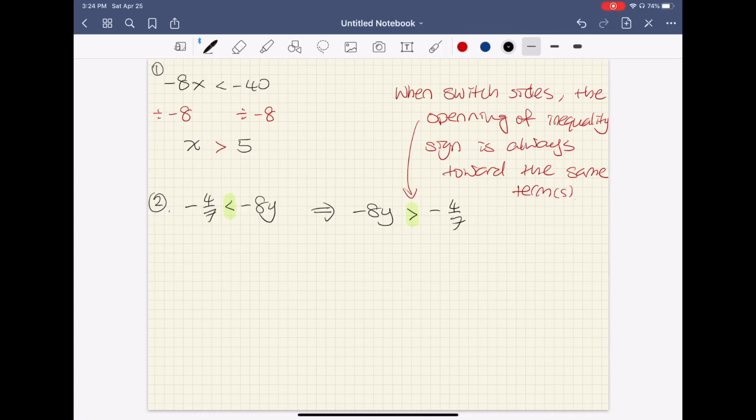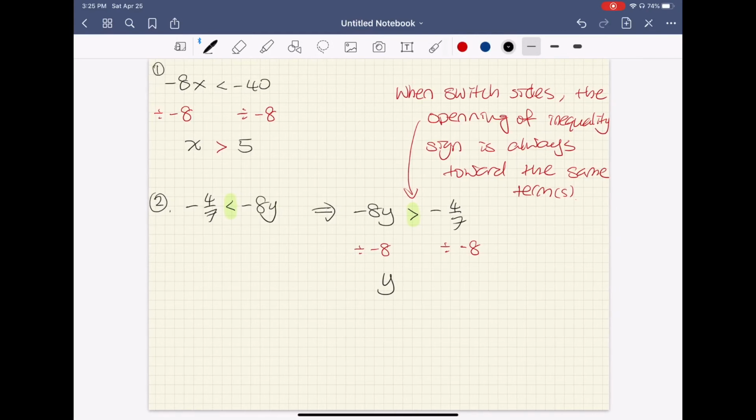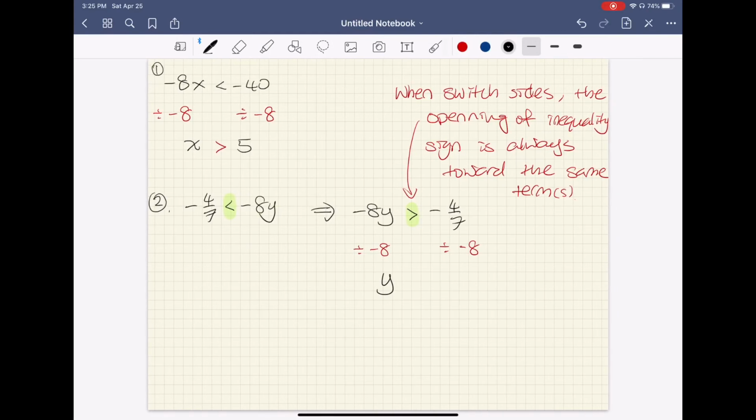Now we just want to solve it by isolating the y, the variable. Divide by negative 8 on both sides. We get y. And because we're dividing by a negative number, your sign will flip.